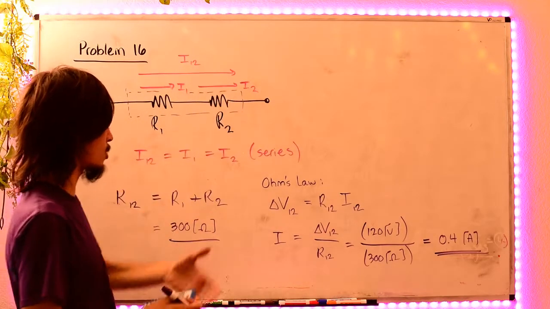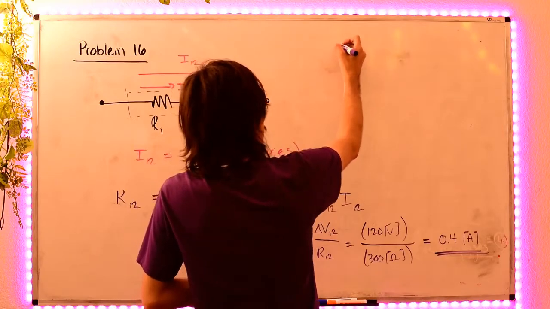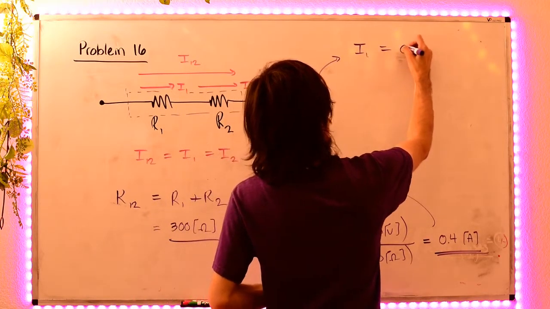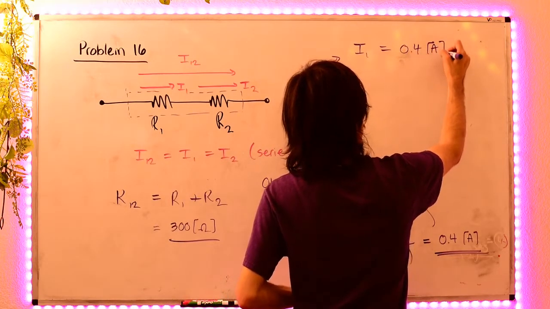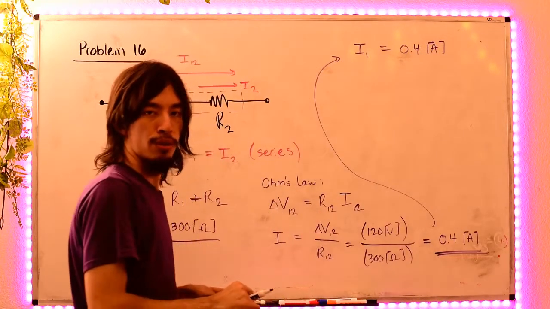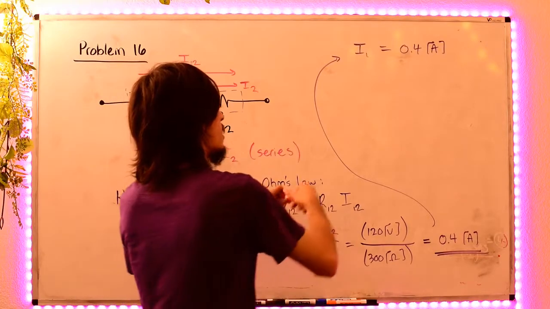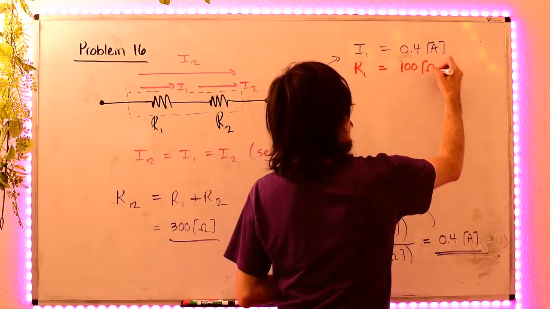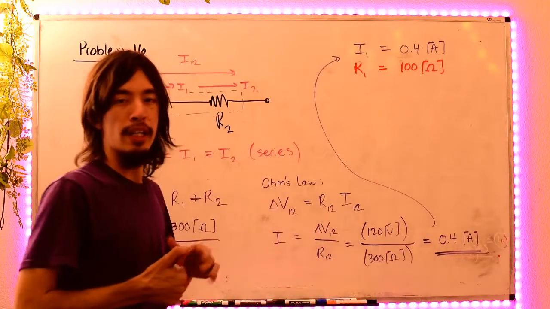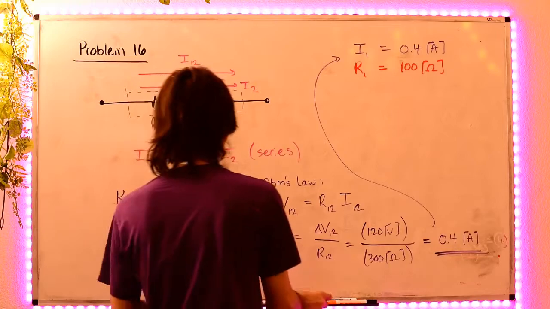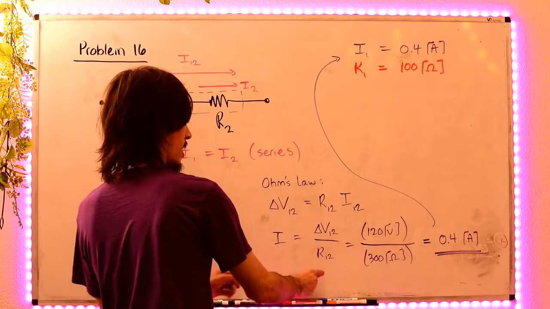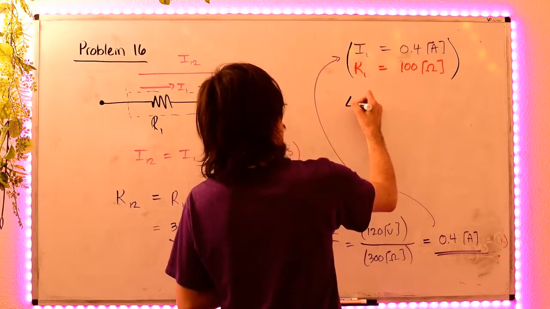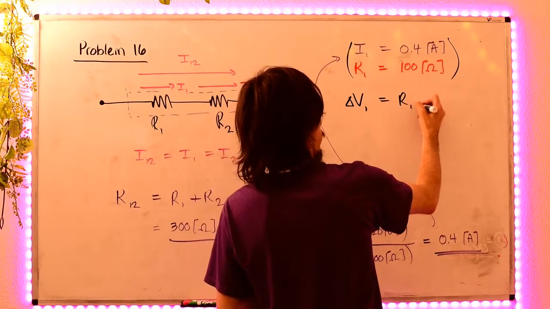Okay. Now that we have the current through the entire system, which we know is the same as I1 and the same as I2 because it doesn't split, we can say I1 equals 0.4 amps. And given that you also know that resistance 1 is 100 ohms, we can very easily calculate the voltage because we can repeat Ohm's law one more time. So delta V1 equals R1 times I1.